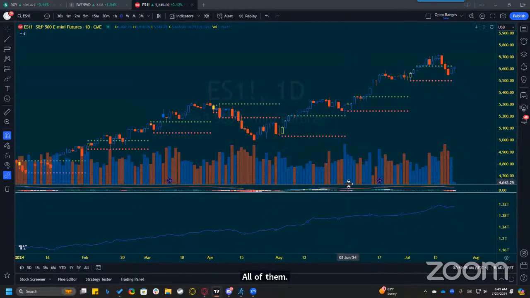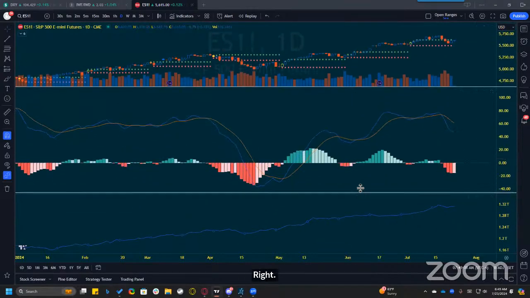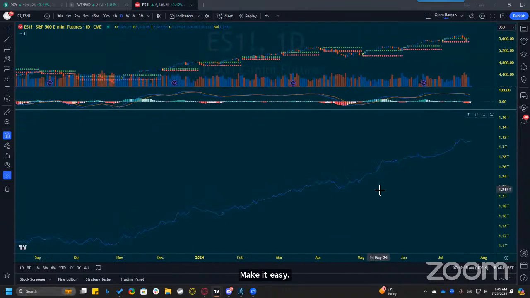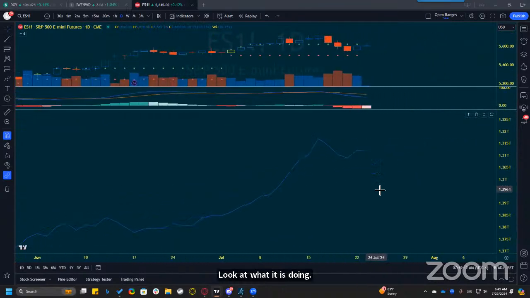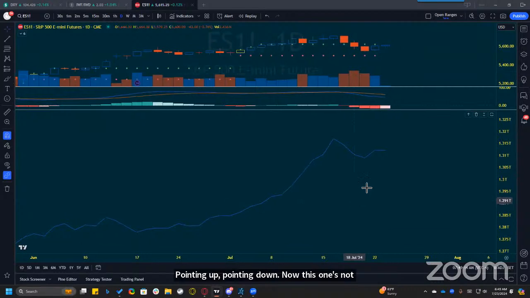And then look at what it is doing, pointing up, pointing down. Now this one's not pointed up as sharply as the NASDAQ one was, but sideways is not down, right?